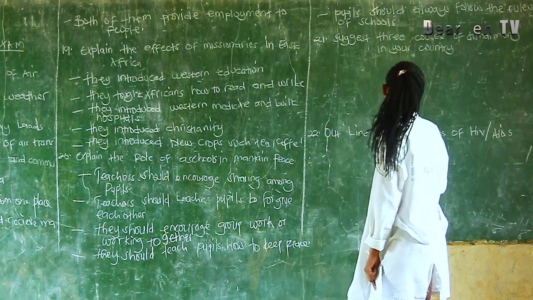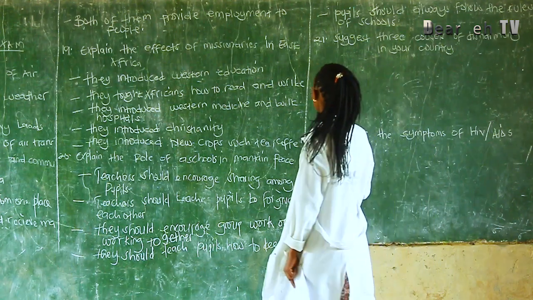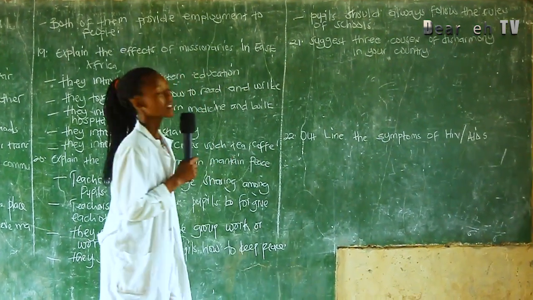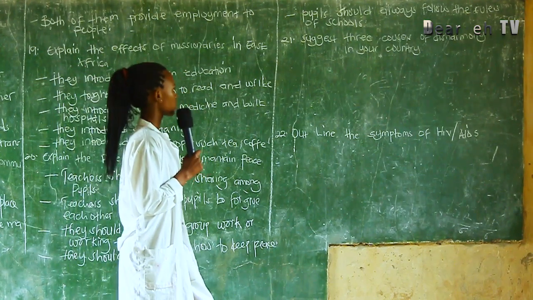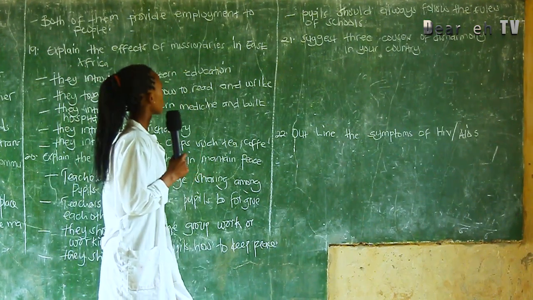So let us go to question number 21, which states: suggest three causes of disharmony in your country.